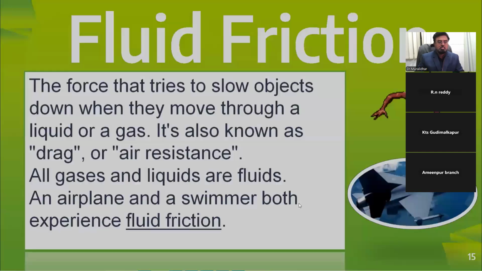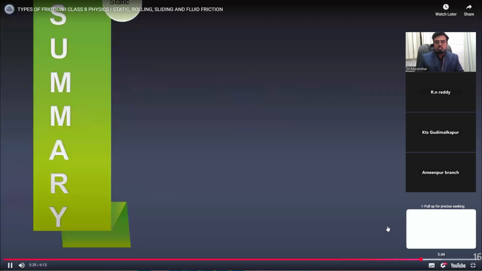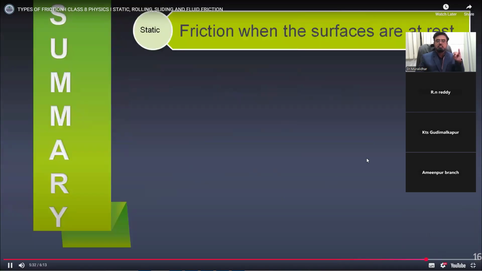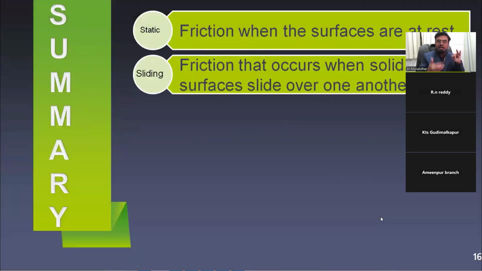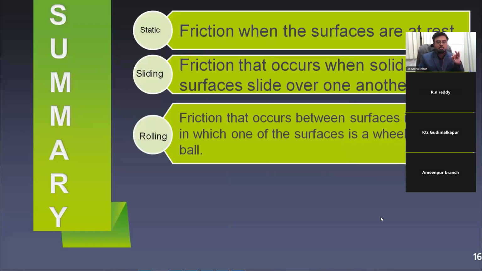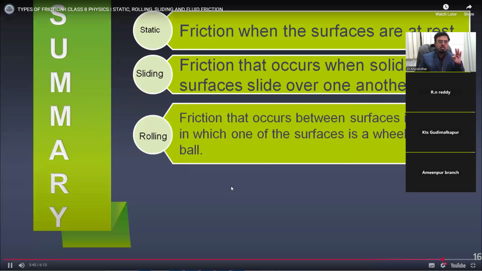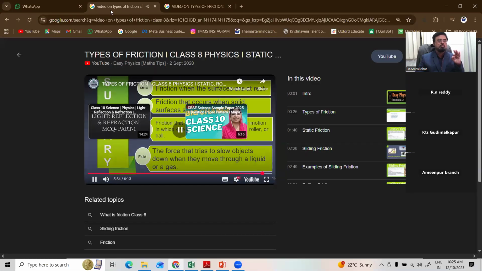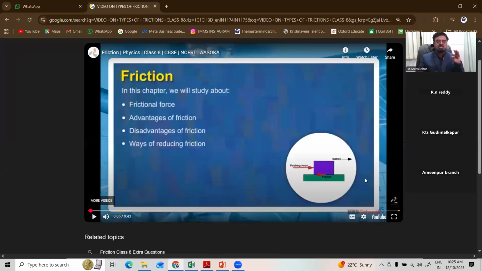I hope today's topics are very clear to all of you. Let's have a quick recap on what we have studied today. Static friction is the friction when the surfaces are at rest. Sliding friction occurs when solid surfaces slide over one another. Rolling friction occurs between surfaces in motion in which one of the surfaces is a wheel, a roller, or a ball. Fluid friction is the force that tries to slow objects down when they move through a fluid. Right. Just one more is there. We'll see.